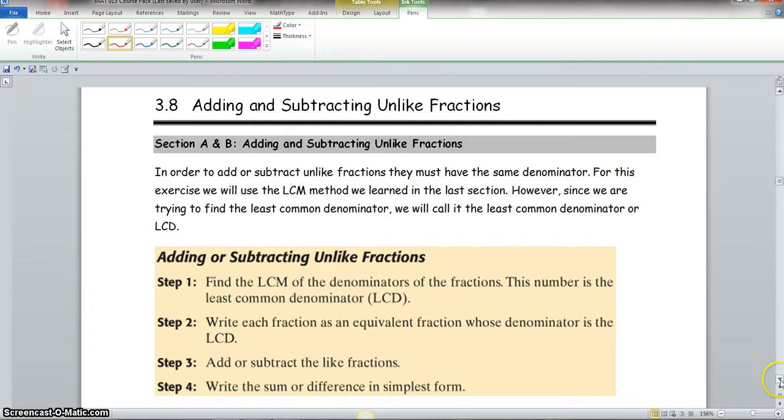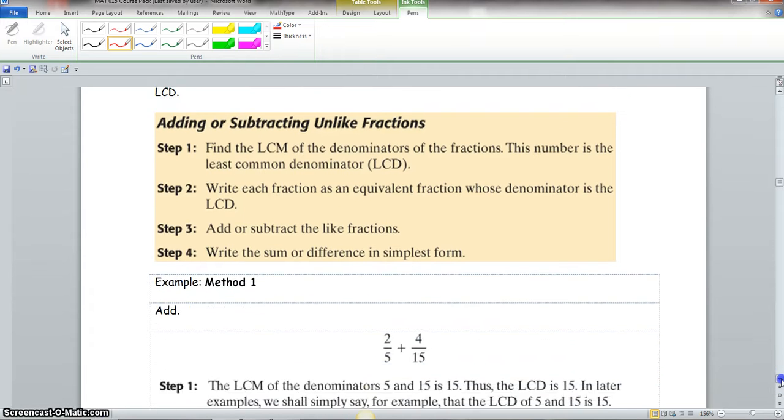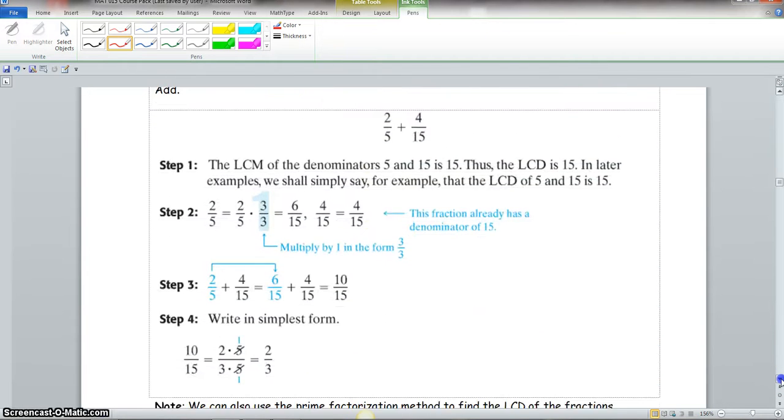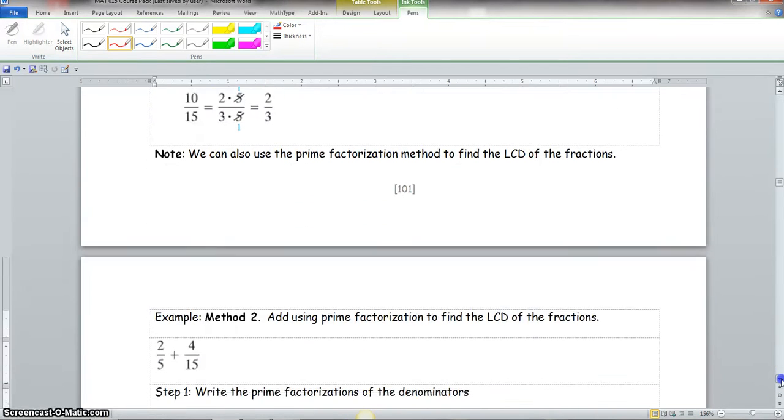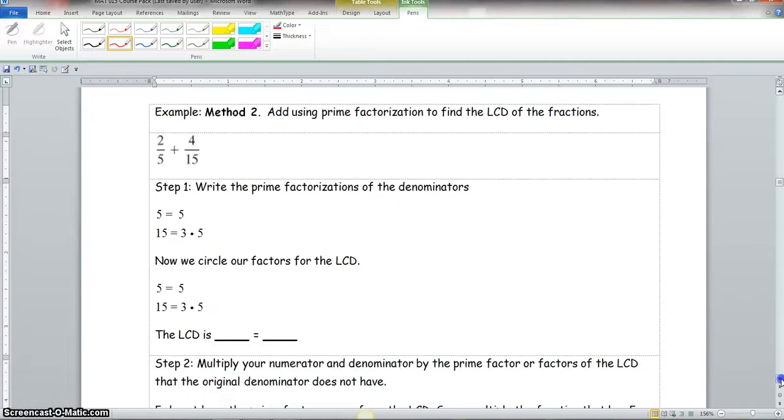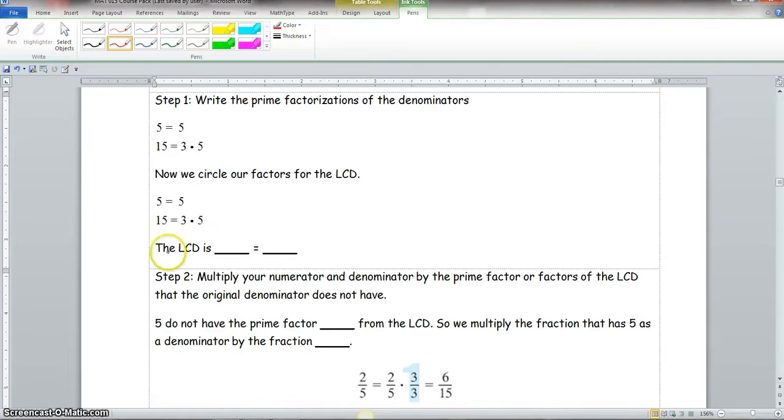Now we're going to skip over all of this here because I want to get to the more practical application of all of this writing here. Now we'll stop here to fill in this section here. It says the LCD will be 3 times 5 and it'll equal 15. Now it says 5 does not have the prime factor 3 from the LCD, so we multiply the fraction that has a 5 as a denominator by the fraction 3 over 3.